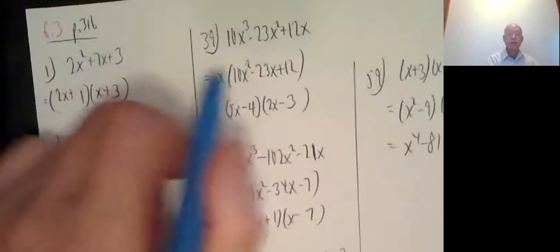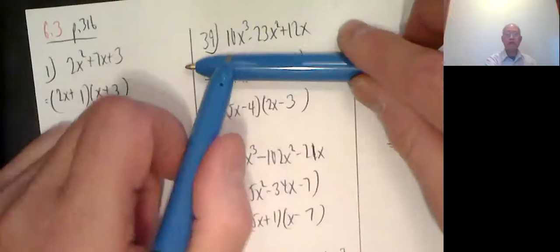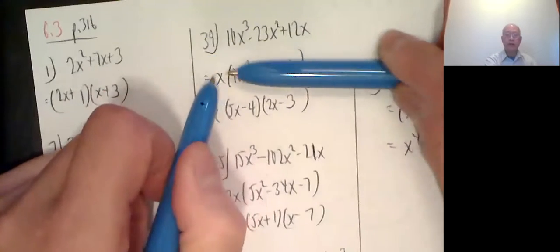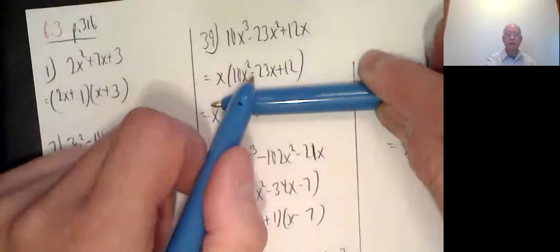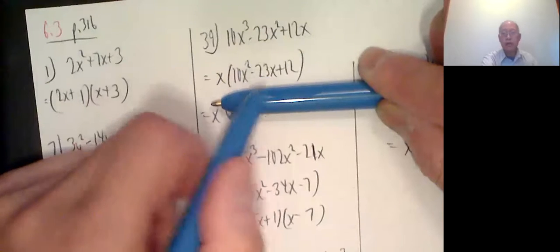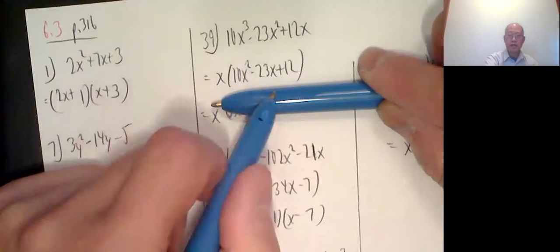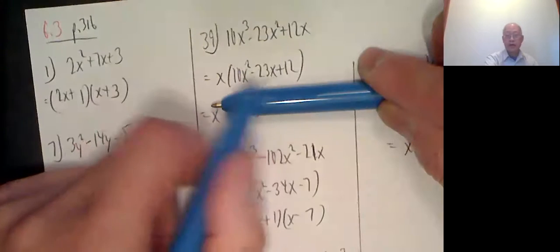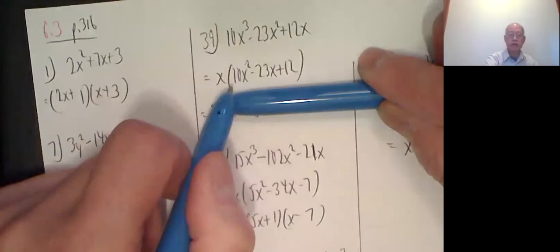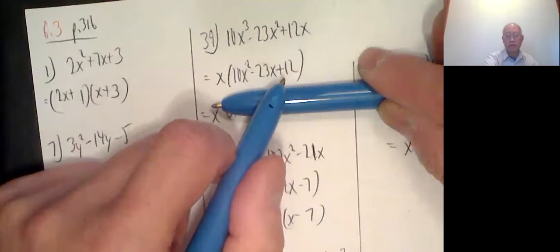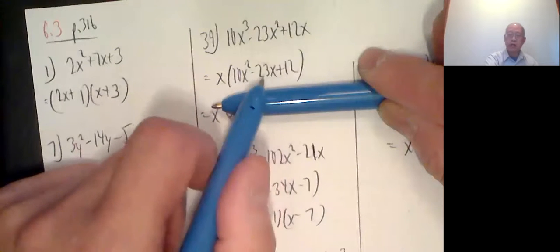Okay, 39. Okay, this time we have to take out the greatest common factor of x first. So x comes out, 10x squared minus 23x plus 12. Okay, minus and a plus means they're both minuses. X squared is an x and an x. And, well, let's see, 10 is probably 2 times 5. 12, well, probably 4 times 3. It cannot be 2 times 6.